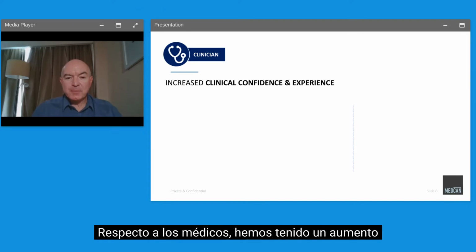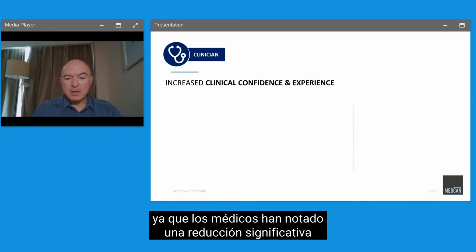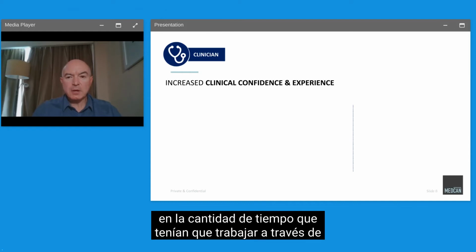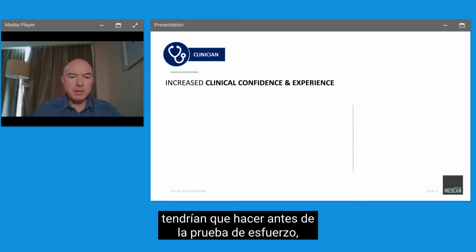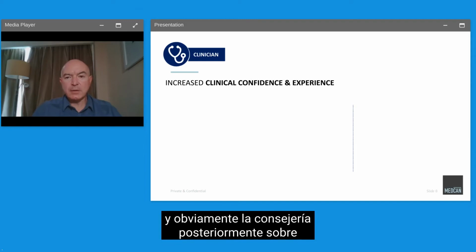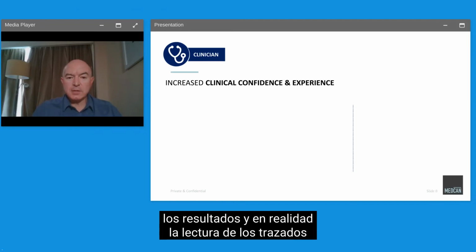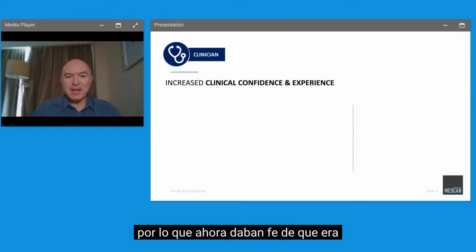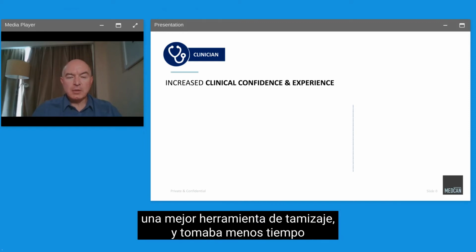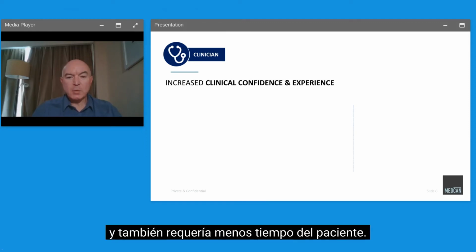From the clinicians, we've had increased clinical confidence and experience. The physicians have noted a significant reduction in the amount of time that they had to work through an exercise stress test. There's a screening that the physicians would have to do prior to the exercise stress test, and obviously counseling subsequently about the results, and actually reading the tracings took a significant amount of time. And so they were really pleased that they now had a test that was arguably a better screening tool, and it took less time and less of the patient's time as well.